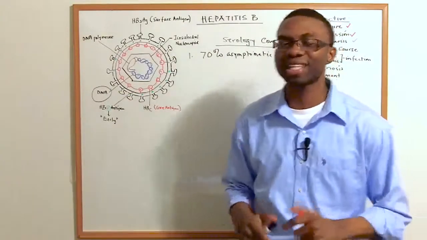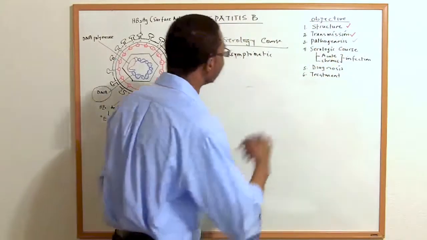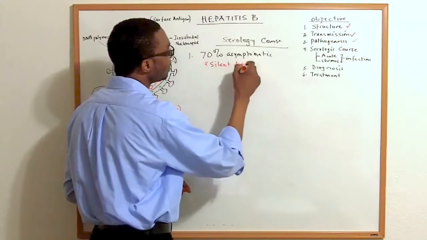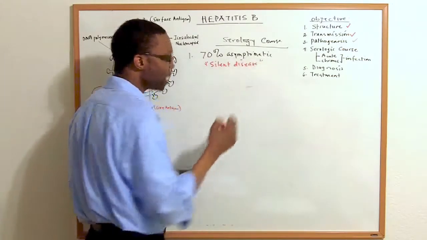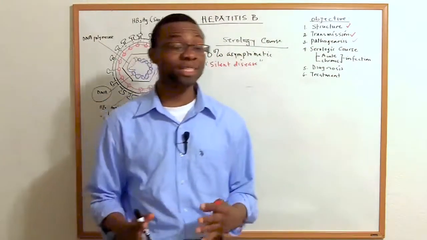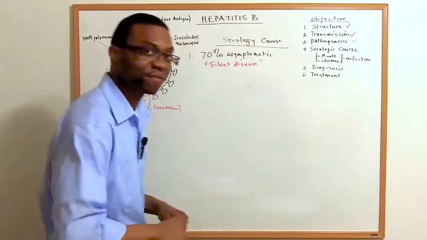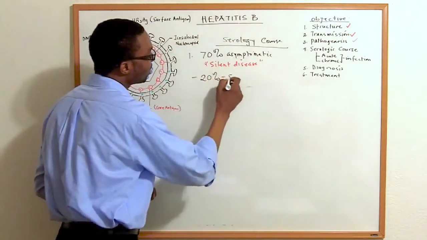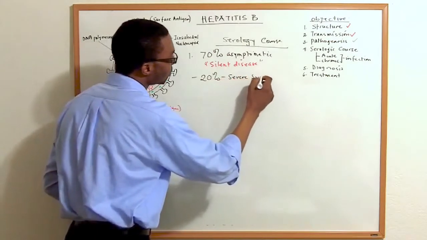That's why we call hepatitis B a silent disease. And I will tell you why in a minute. Now, about 20% of patients infected with hepatitis B can develop severe symptoms.